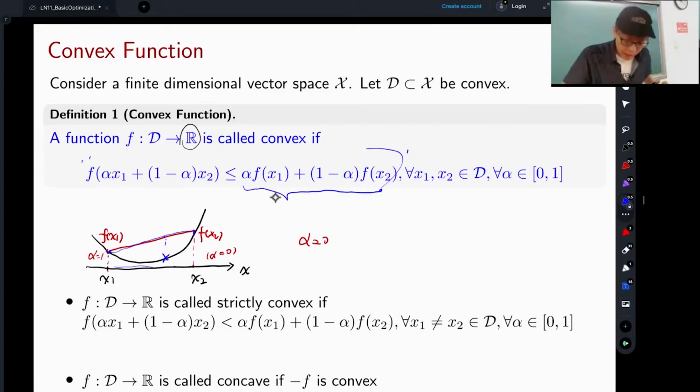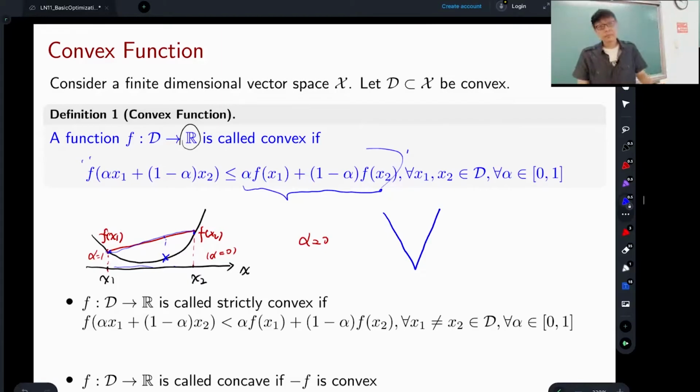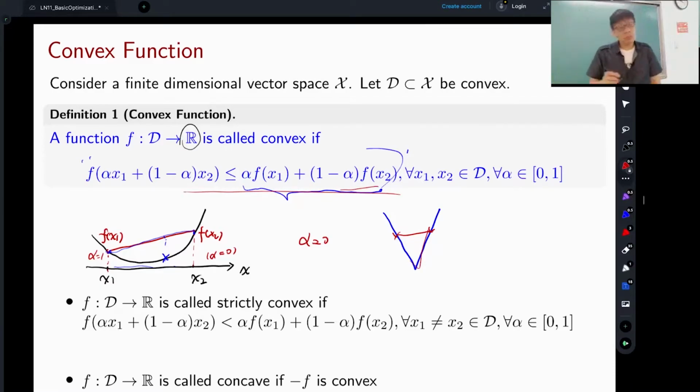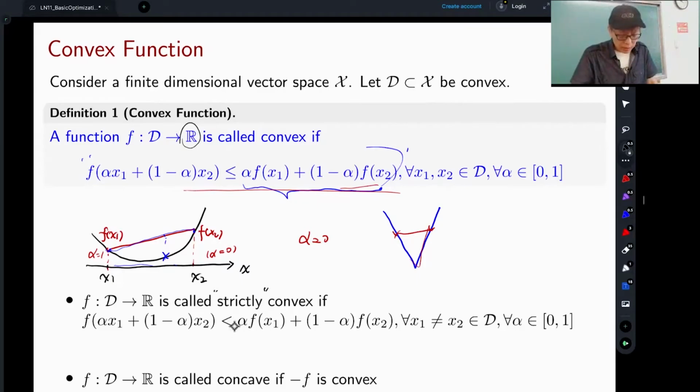It can be like this. Is this convex? How do you check? Pick any two points, and if the function value stays below the line segment, it's convex. Mathematically or algebraically, you verify this condition for arbitrary x1, x2, which is typically hard to do, but that's the definition. It's called strictly convex, not just convex, if the less than or equal sign becomes strictly less than, strictly below.